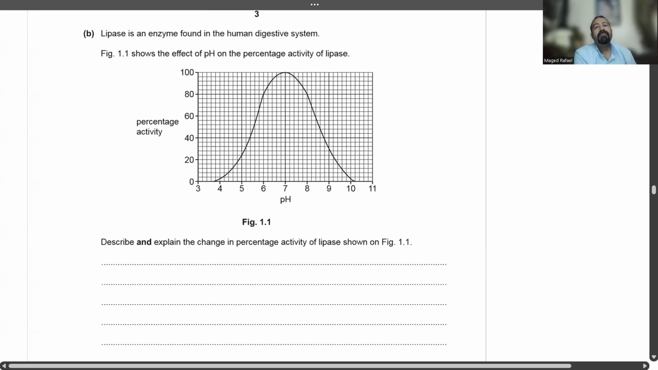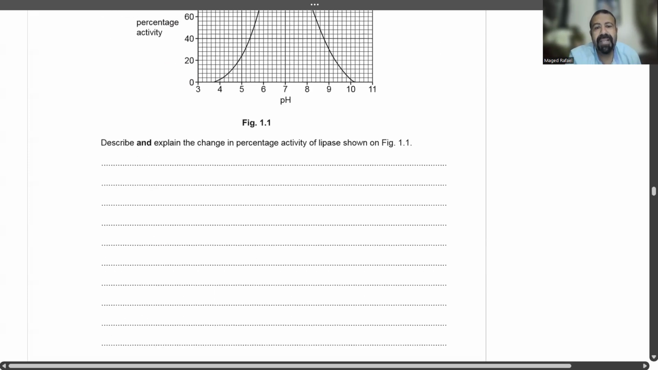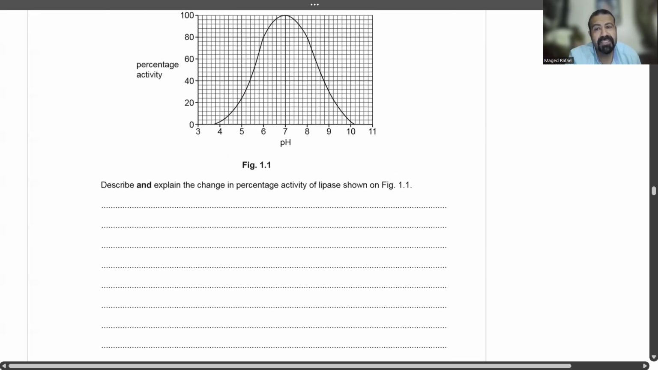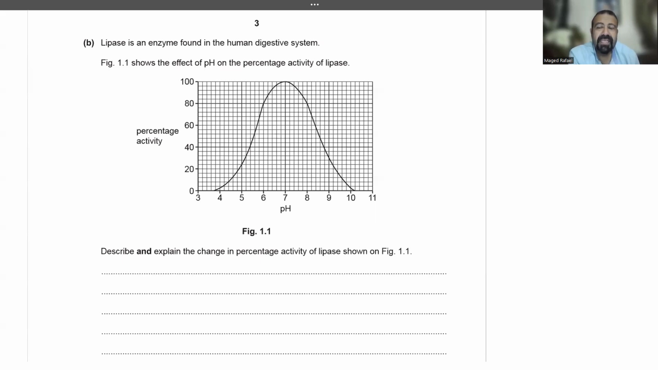There is a graph about the pH and the enzyme activity, or the percentage activity. And I'm asking you to describe and explain the change, and it is 6 marks. We have a question like this in our classified, guys, if you remember. Exactly like this. And I told you 3 marks for description and 3 marks for explanation. I will not write the answer with you just to save time, but let's check how we could describe this graph.